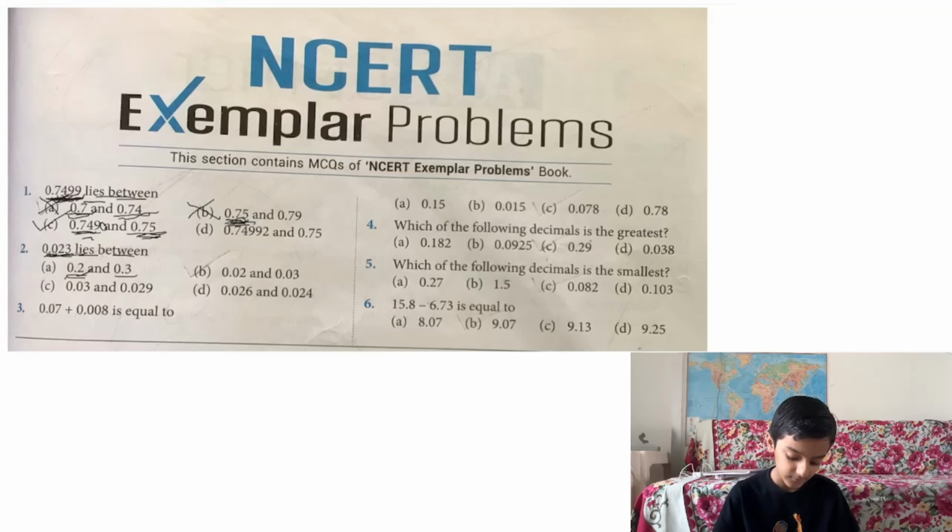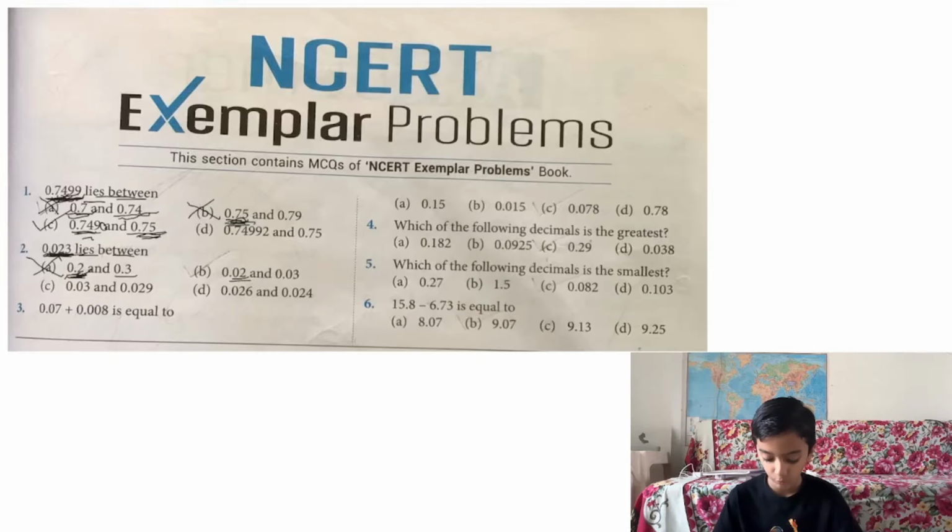So obviously 0.2 is greater than 0.023. But this decimal 0.2 should be smaller than 0.023, and here it is bigger. So option A is wrong. Now let's see option B. Here 0.023 must be after 0.02, so that means 0.02 must be less than 0.023.